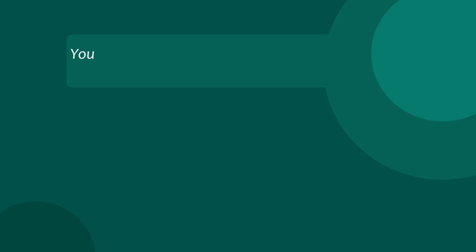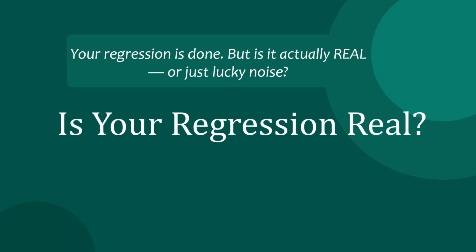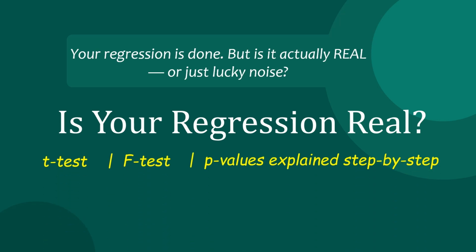Your regression is done. You have an equation, a slope, and R squared. But here is the big question. Is that result actually real or just lucky noise from your sample? Today, we find out using hypothesis testing, t-tests, f-tests, and how to know if your whole model is significant.